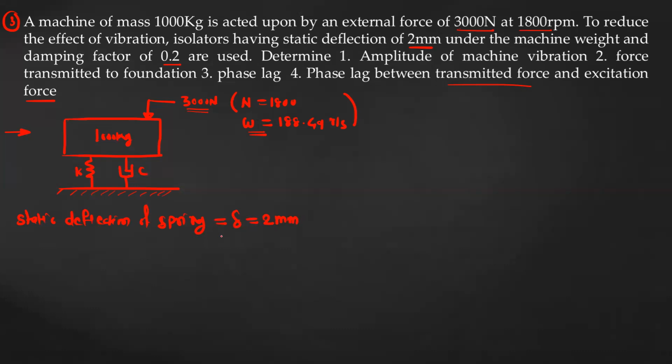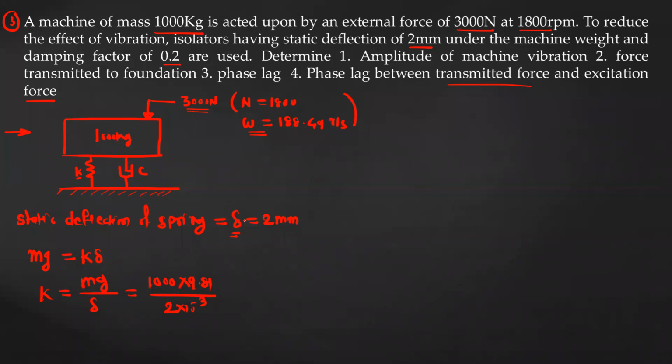So what is the use of this static deflection? From the static deflection, we can find out the K value. We know that the weight of the machine, mg, is equal to K delta. So K is equal to mg upon delta. m is 1000 kg, the mass, into 9.81 upon delta, which is 2 mm, 2 into 10 to the power minus 3 meter.